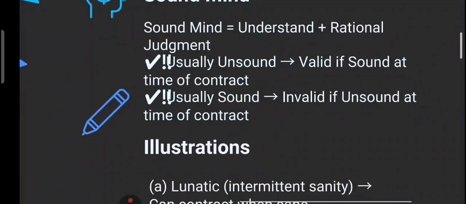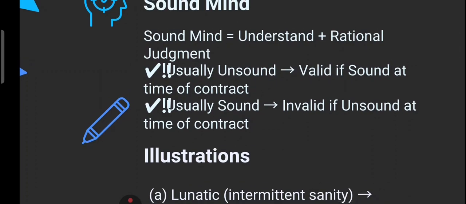Now here is the key part. If someone is usually of unsound mind but was of sound mind at the time of contract, then it is valid. Conversely, if someone is usually of sound mind but was unsound at the time of contract, that is not valid. Again, if someone is usually of unsound mind but was of sound mind at the time of contract, it is valid. But someone who is of sound mind but was unsound at the time of contract, that is not valid.